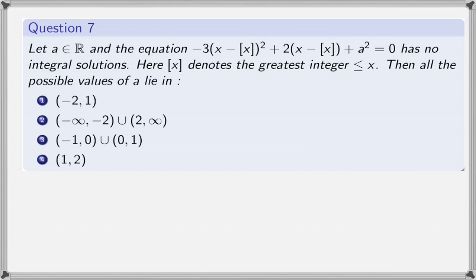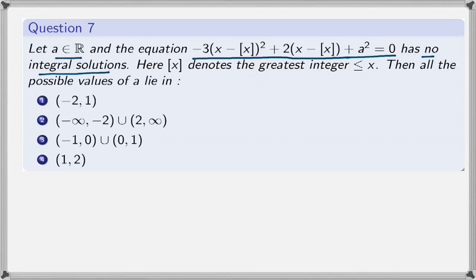Here we have the equation minus 3 into (x minus integral part of x) whole square plus 2 into (x minus integral part of x) plus a square is equal to 0 for a real number a. We are given the information that this equation is not having any integer solution. We then have to find out the possible range of a.